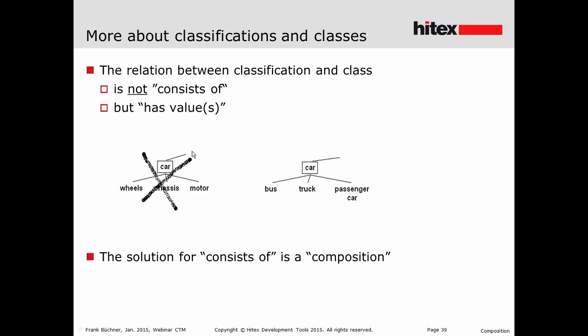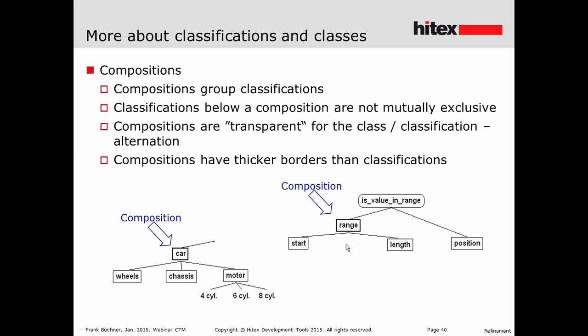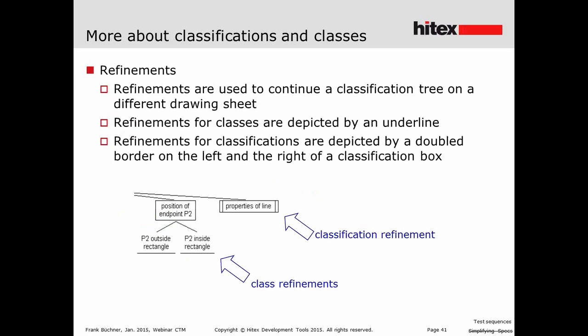If you need something like consists of, you can use an element of a classification tree which is called composition. We have not really introduced this here, but if you recall the is-value in range tree, you will see that we have here a composition made for the range. So start and length is combined to a composition. So that's the same here for the example with the car. If you need to say a car consists of wheels, chassis, and motor, and then want to see which types of motors are existing, you can use this composition here. Another thing in classification trees are called refinements.